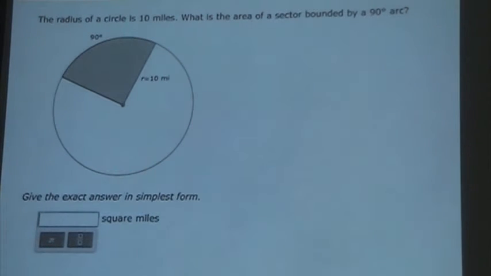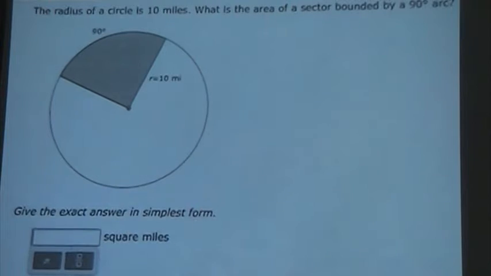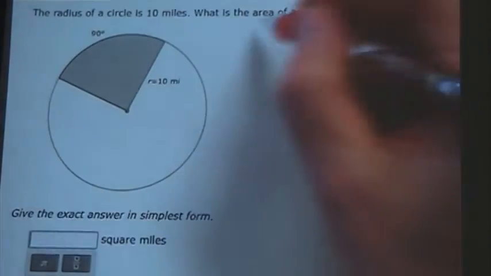Here are the examples from 11.2. We're going to be talking about sectors and then central angles and exterior angles in a circle. So, first question. The radius of a circle is 10 miles. What's the area of the sector bound by a 90-degree arc? All right. Area of a sector.